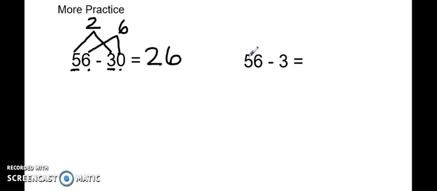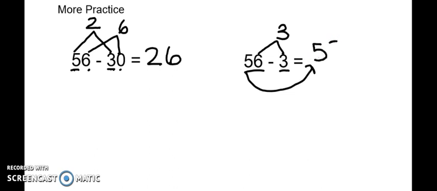Here we have one last problem. We have 56 minus 3. This is a 2-digit number, and we are subtracting a 1-digit number. That means we need to only subtract the number in the ones place. So we can subtract the 6 minus 3, which is a 3, and then simply bring our 50 over into our answer. So our answer would be 53. The tens didn't change because we didn't have a tens to subtract out.